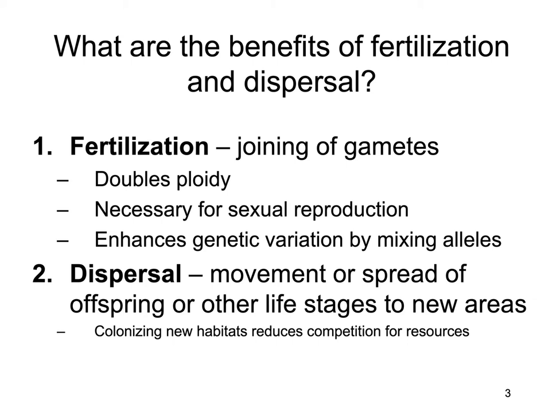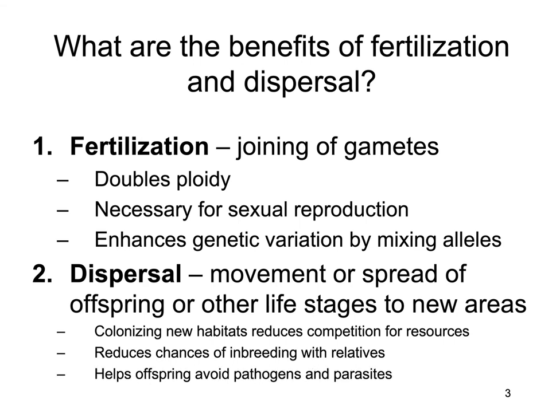So if there's a bunch of individuals in one place and they've eaten all the food there, a few individuals can move to a new place and get access to new food, so they're not competing with each other within that species, within that population in that particular location. It also reduces chances for inbreeding with relatives. The idea here is that if you've got a bunch of relatives in one area, you can send out the offspring to a new place so they can meet individuals from other families, from other populations, so that you don't have as much inbreeding.